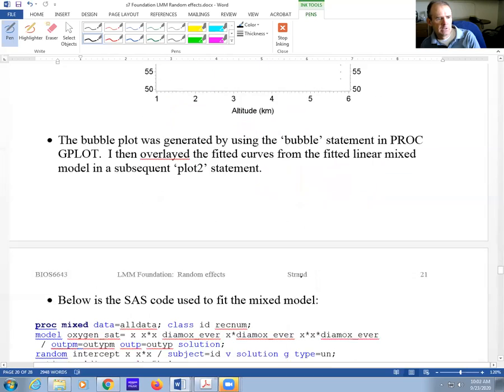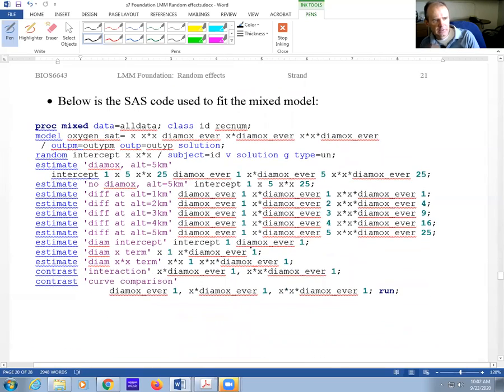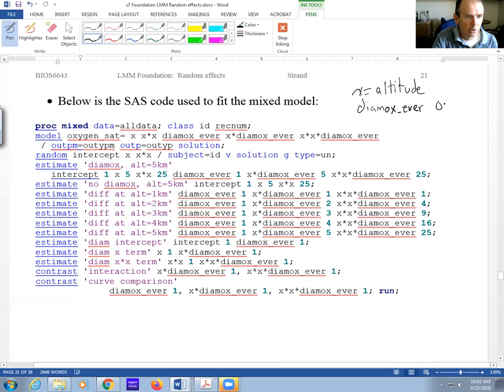The way that I modeled this, this gives you the SAS code for it. So oxygen saturation is the outcome. X is altitude. And then Diamox ever, that's a 0 or 1.